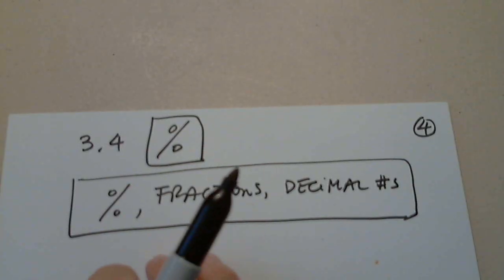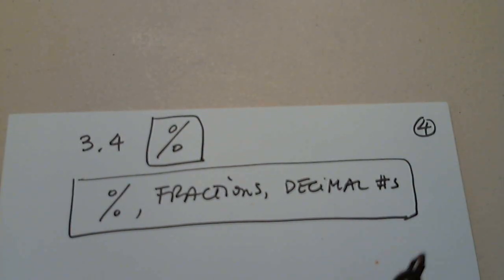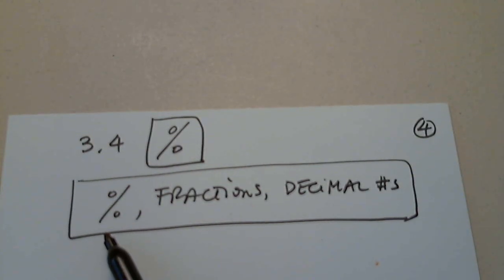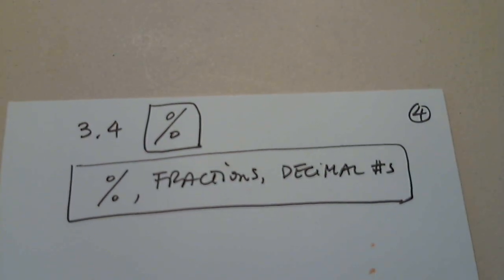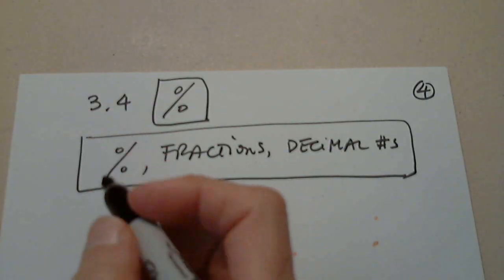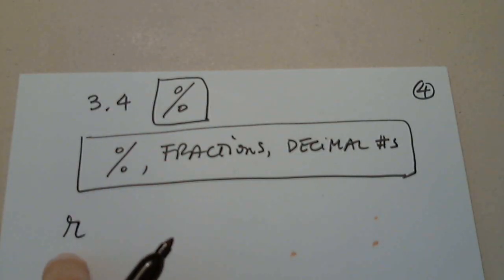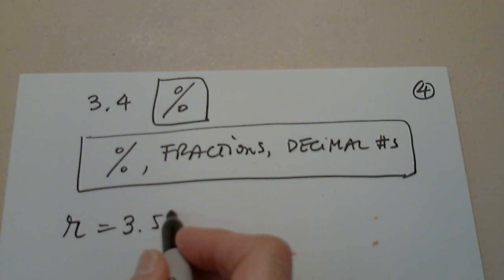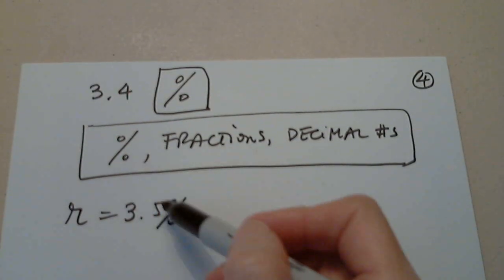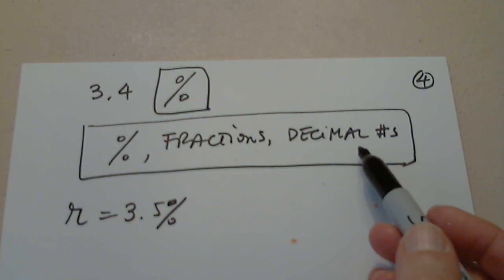How to change from fractions to decimal numbers, we know. How to change from decimal numbers to fractions, we know. But now we are introducing something else, which is percent. So what does percent mean? By itself, it doesn't mean much. But let's say an annual interest rate is 3.5%. What does this mean? How do I change this percent into a fraction and a decimal number?